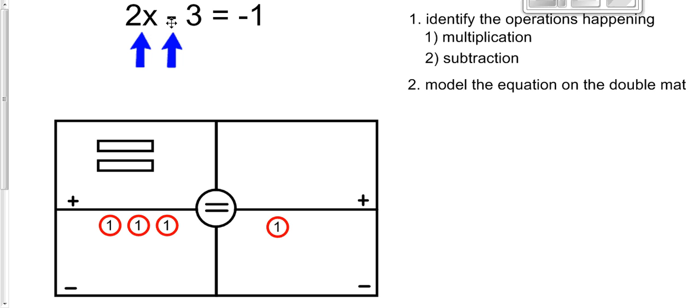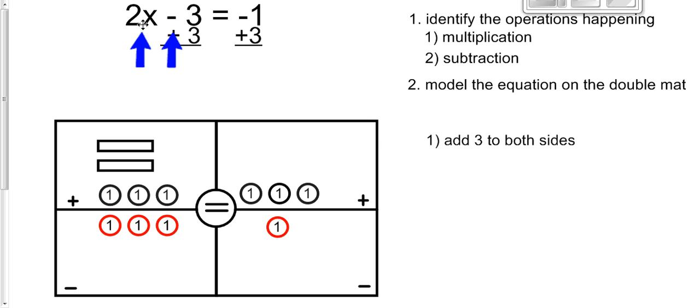Well, remember that all subtraction can be rewritten to addition using the KCF. Keep, change, flip. So if I keep, change, flip, I'm going to end up with 2x plus negative 3. This is why I have -3 tiles down here. Here's my -1 from the other side of the equation.